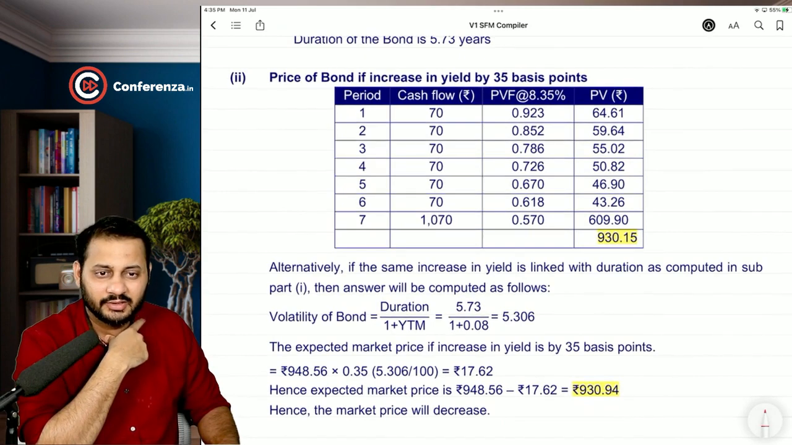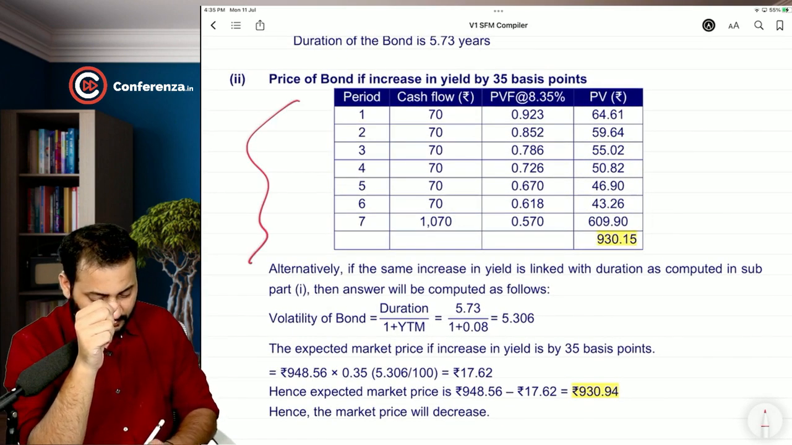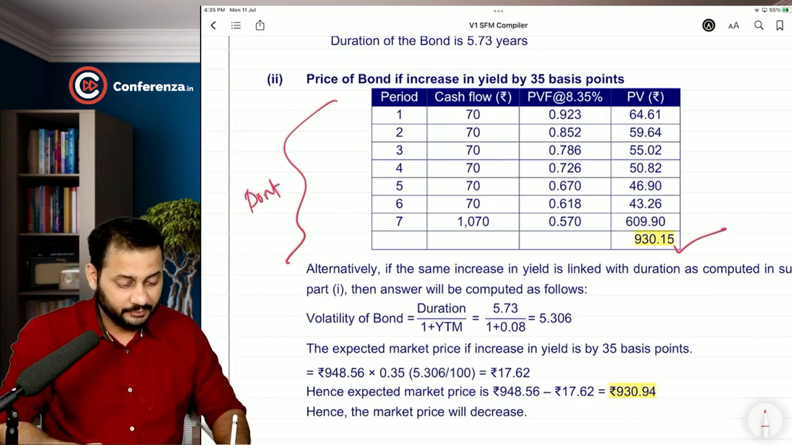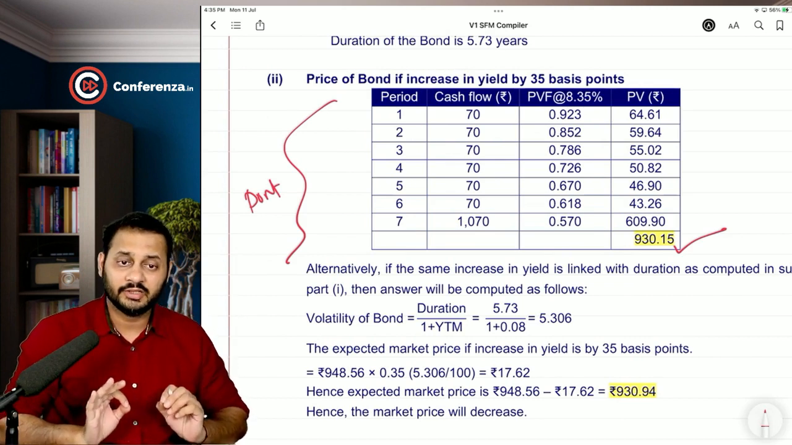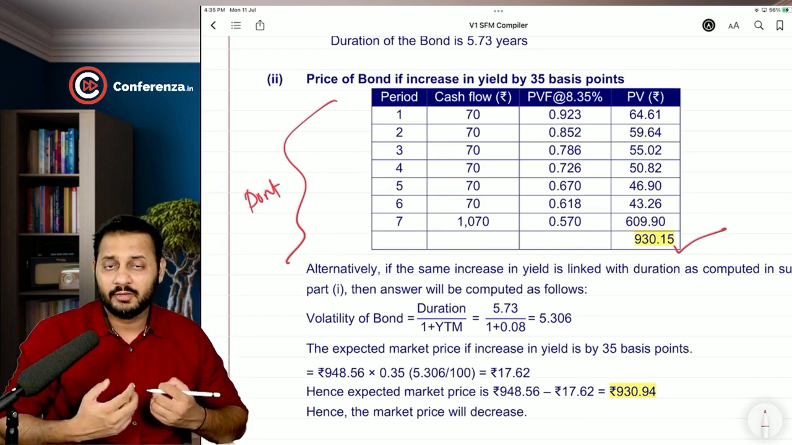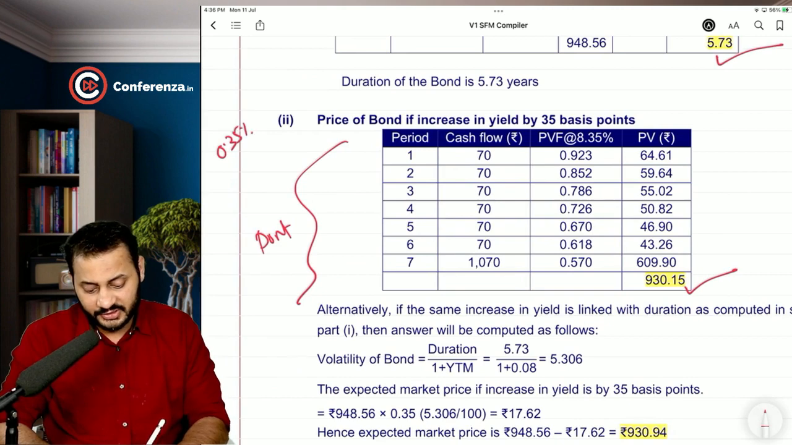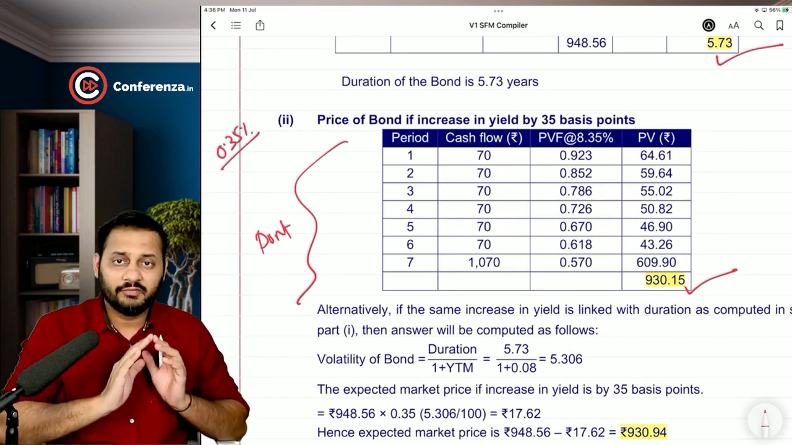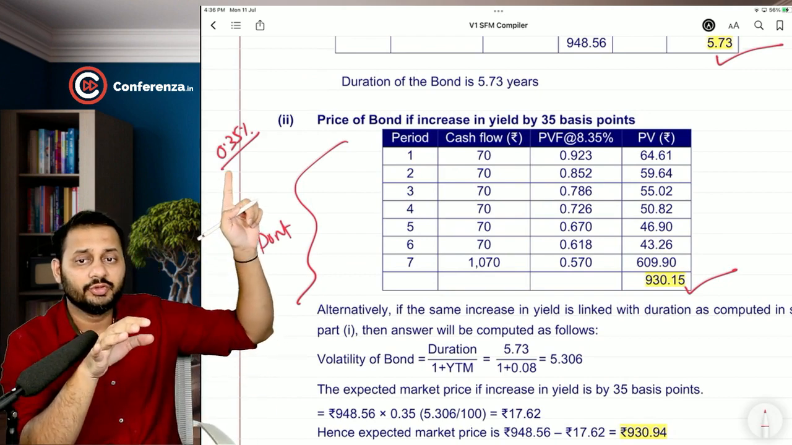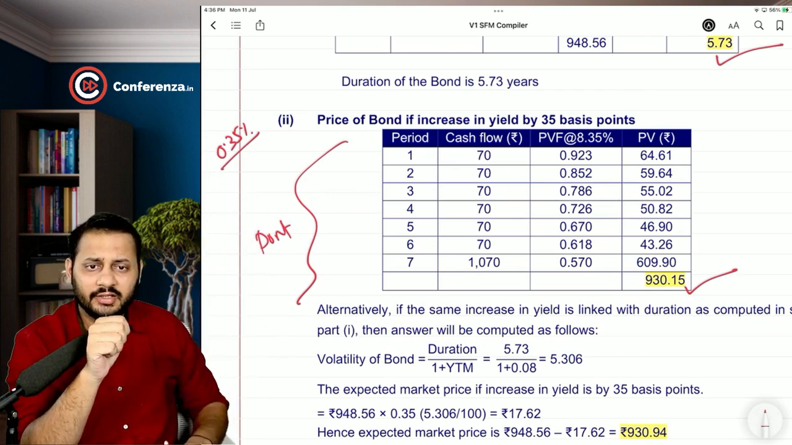Please understand one thing. Do not use this method. Although the institute has given 930 as the proper answer, let me tell you one thing. 930 is the accurate answer, but that is not what the institute is asking you to use. Because 0.35%, first of all, a 0.35% change in YTM is very less. There will be almost nil or no error if you use the modified duration or volatility concept with this. So use the volatility concept now.